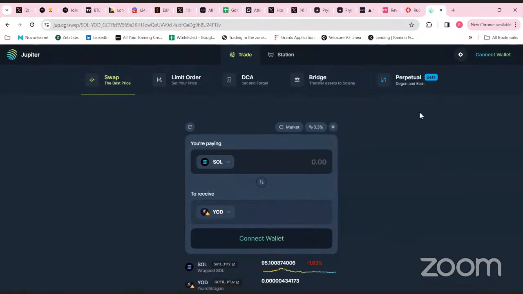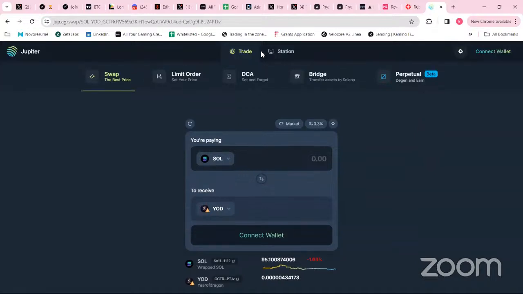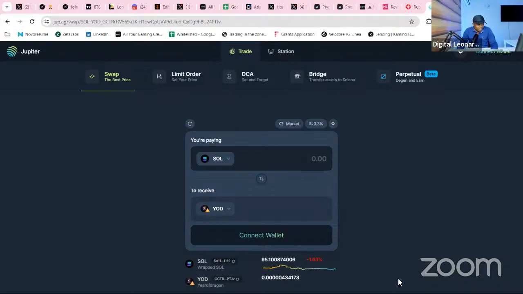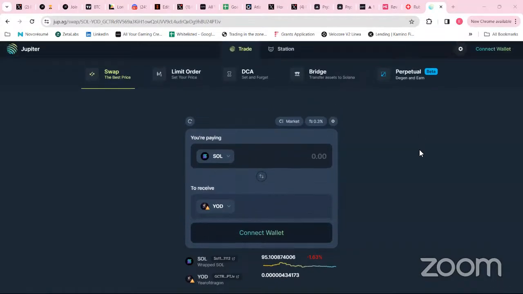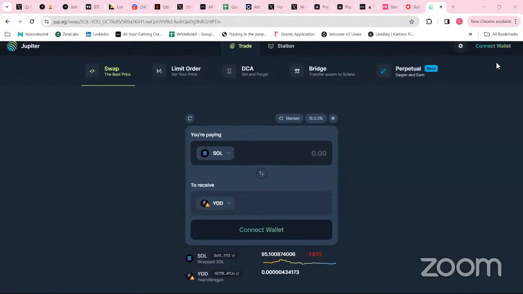You need to have a Phantom wallet. I don't know if you can see my screen. Can you guys see what I'm sharing, like Jupiter? Yes, we can see the Jupiter. Okay, so you connect your wallet here.